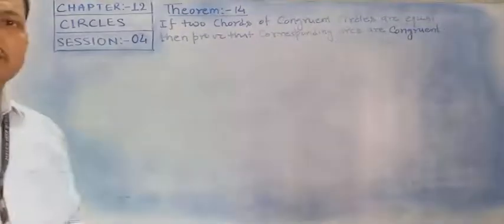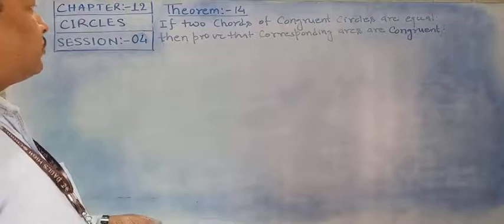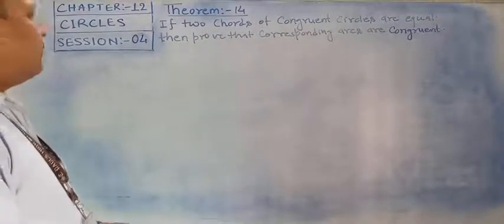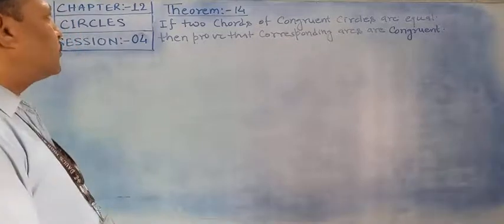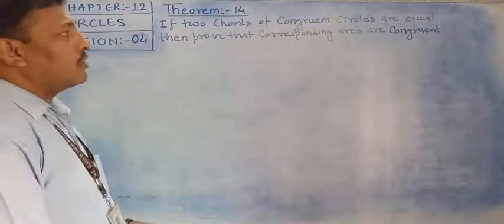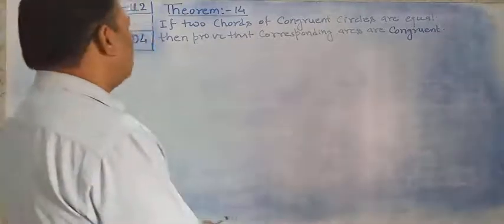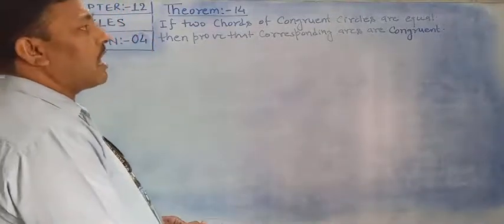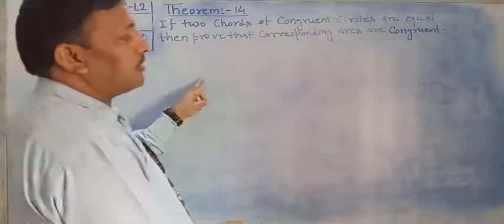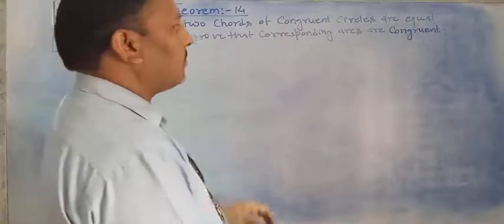Hello dear students, I am going to discuss theorem 14 in session 4, chapter 12, Circle. Theorem 14 states that if two chords of congruent circles are equal, then prove that their corresponding arcs are congruent. This arc may be either a minor, major or semicircular arc.